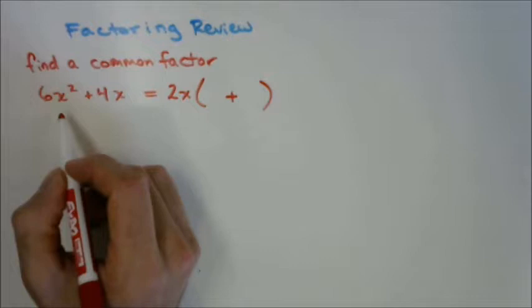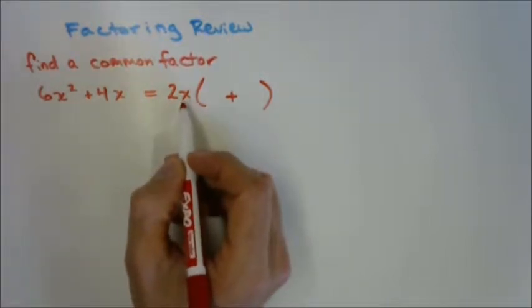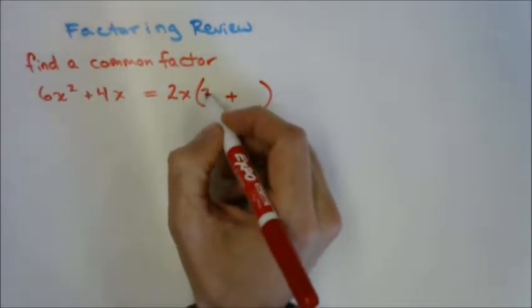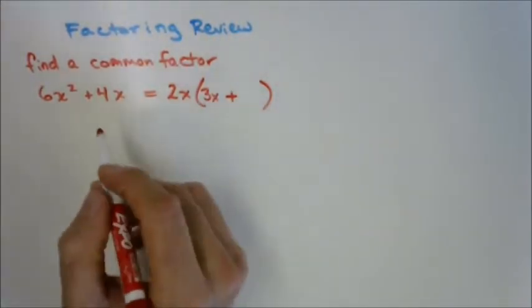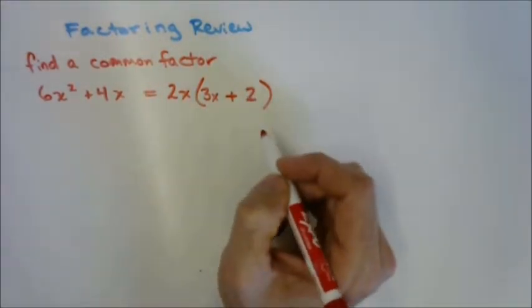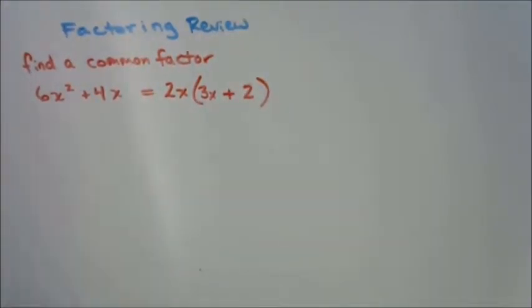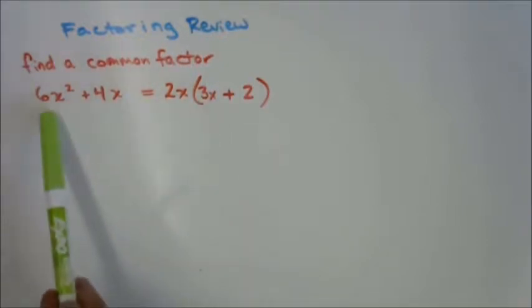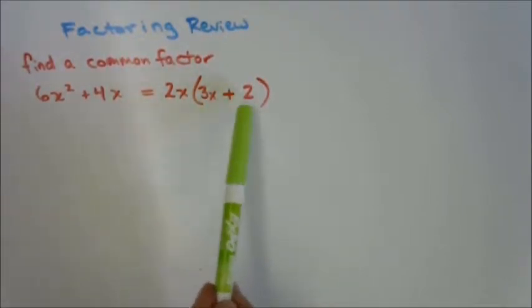But we do 6x squared divided by 2x. So we're essentially pulling the 2x out of 6x squared. We're going to be left with 3x. And we're going to do the same thing to 4x. We're going to divide it by 2x, which is going to leave us with 2. And I could double check my answer by multiplying back. 2x times 3x is 6x squared. Yep. 2x times 2 is 4x. Yep, good to go.